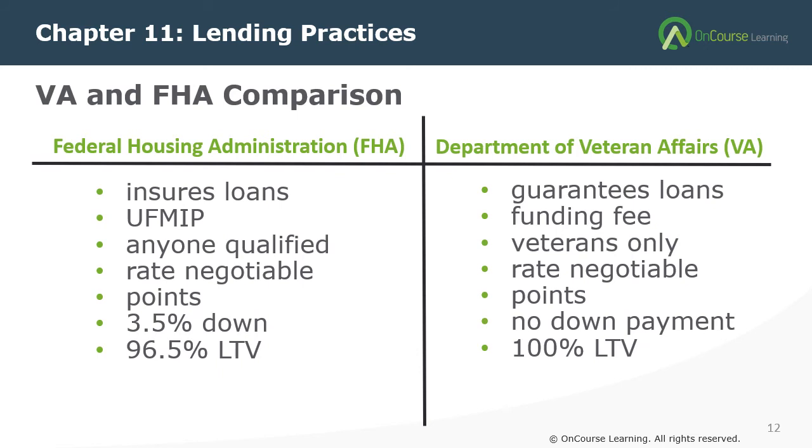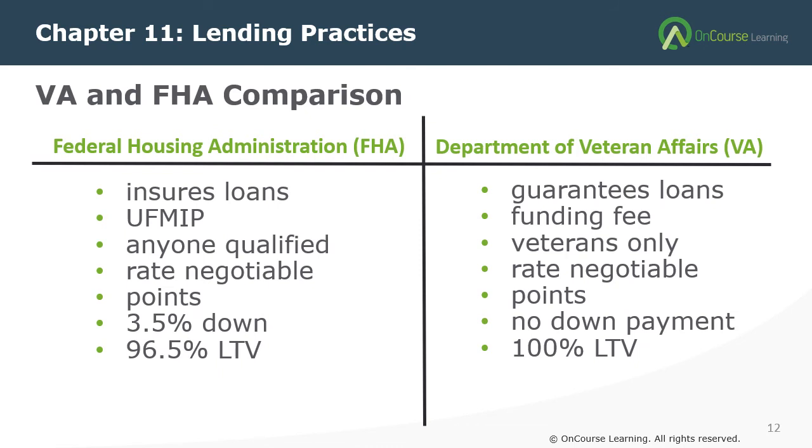So again, the FHA does not make loans. They insure loans. They insure lenders against the losses associated when a borrower defaults. So if the borrower defaults on an FHA loan, the premiums that are paid by the borrowers are used to reimburse the lender. The FHA operates this program at no cost to taxpayers.